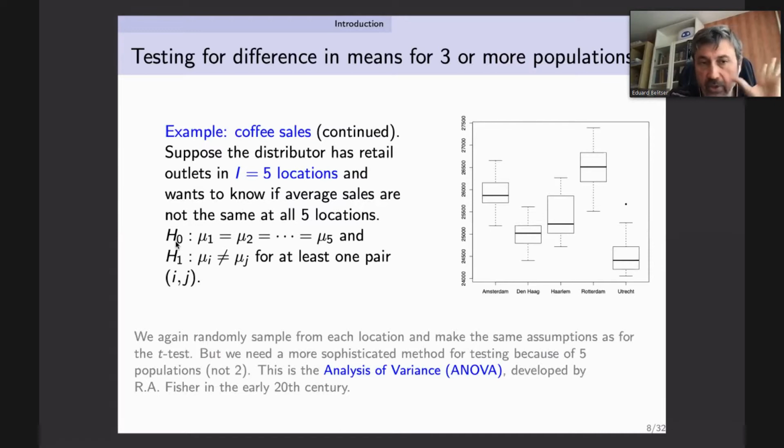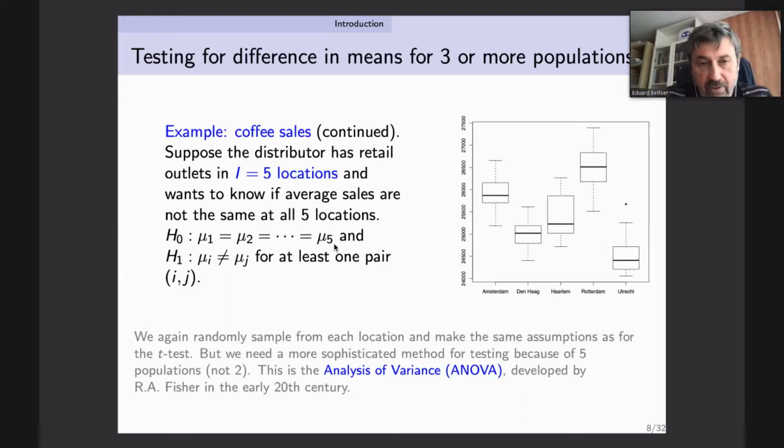The null hypothesis H0 is that mu1 is equal to mu2 and so on up to mu5. We want to test that against the alternative that at least 2 of them are not the same. The t-test is not going to work because it works only for 2 samples. That's its scope. It cannot go any further.